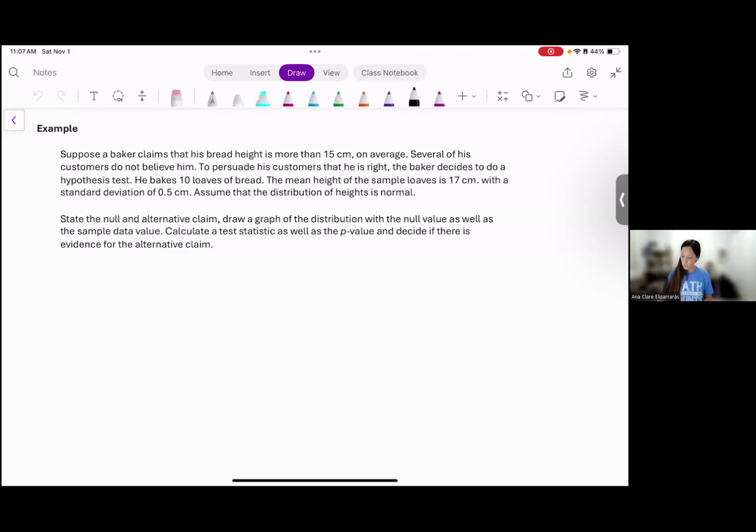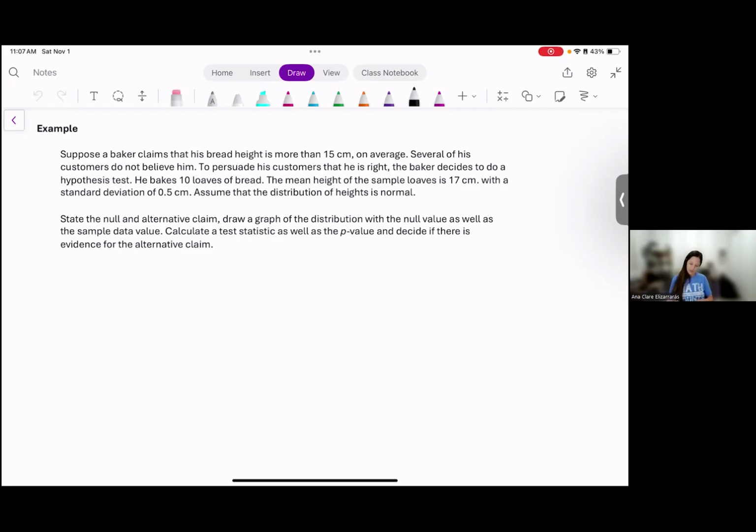Okay, for this problem, this question asks us to state the alternative and the null hypotheses, draw a graph of the distribution with the null value as well as the sample data value, calculate a test statistic as well as the p-value, and decide if there's evidence for the claim. So it's not asking us to complete the whole four-step process. And I don't think it meets the conditions, but let's see what we can do here.